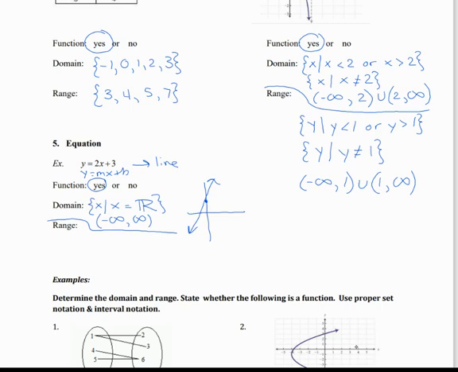Our range will be the same thing. This time it's y. Y such that y equals all real numbers, or from negative infinity to positive infinity.